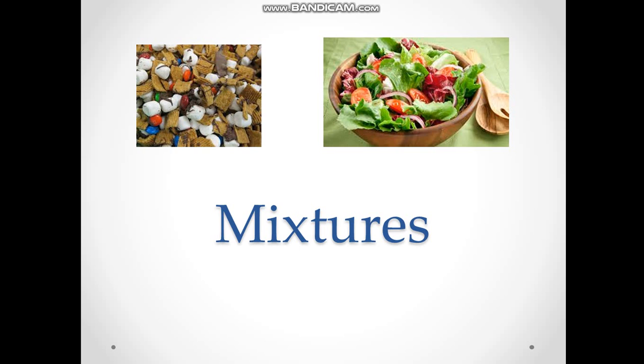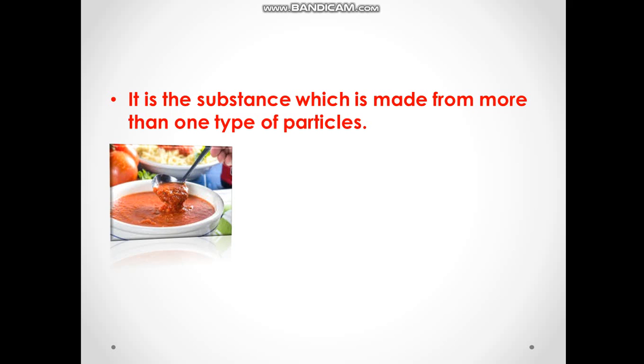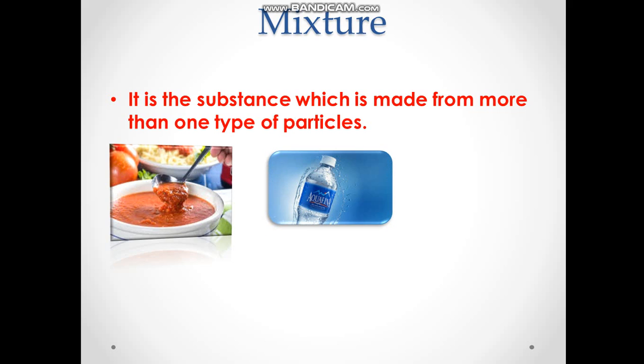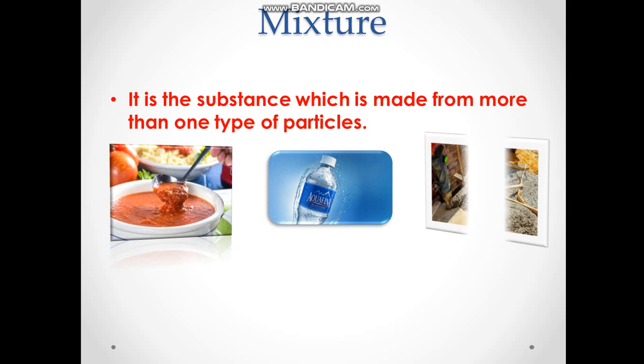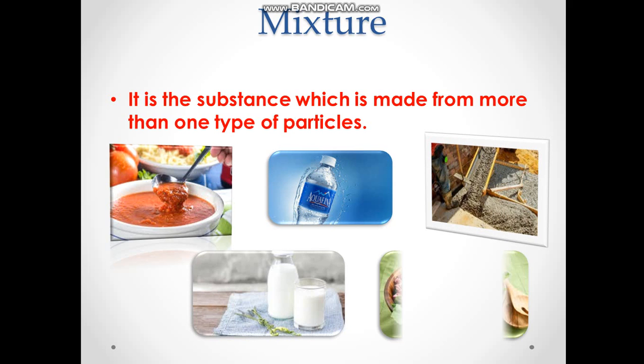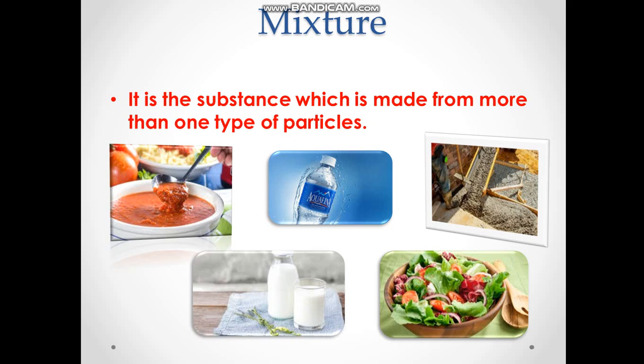We will learn about mixtures. First, we know that a mixture is a substance which is made from more than one type of particles. As examples: the tomato sauce; the mineral water, which is a mixture of water and some minerals like calcium and magnesium; concrete; milk; vegetable salad or fruit salad, which contains more than one type of vegetables and fruits.